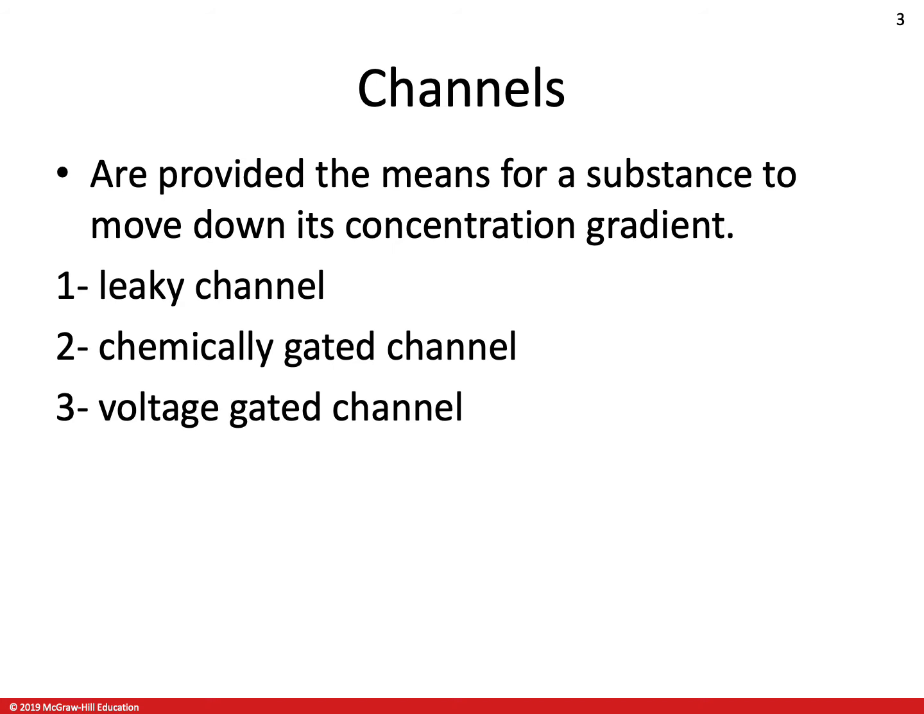Neurons contain the following major types of channels. First, we have leaky channels. Second, we have chemically gated channels. And the third one is called voltage-gated channels.